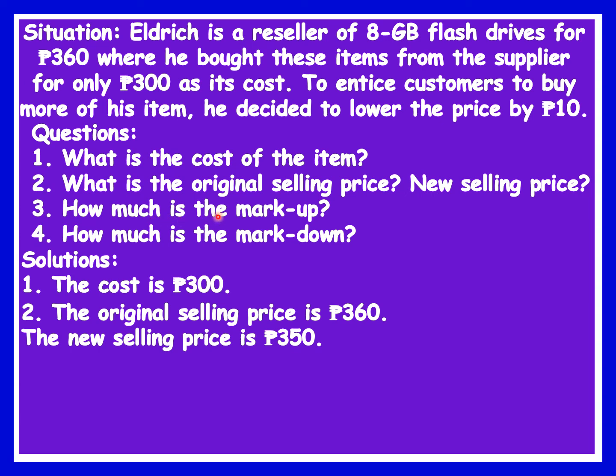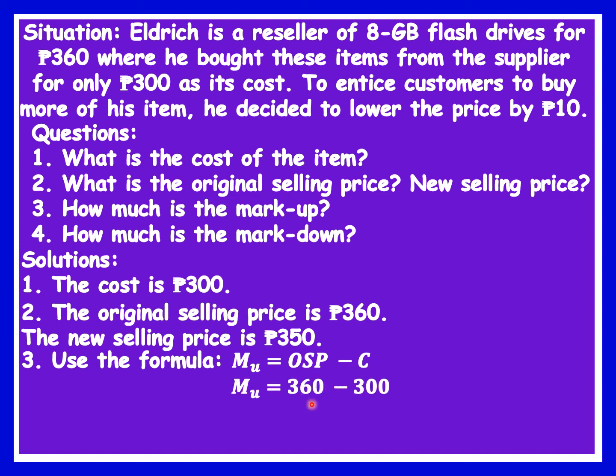Number 3, how much is the markup? To find the markup, we will use the formula markup equals the original selling price minus the cost. The original selling price is 360 pesos minus the cost of 300 pesos, and that will be 60 pesos. Our M sub U is 60.